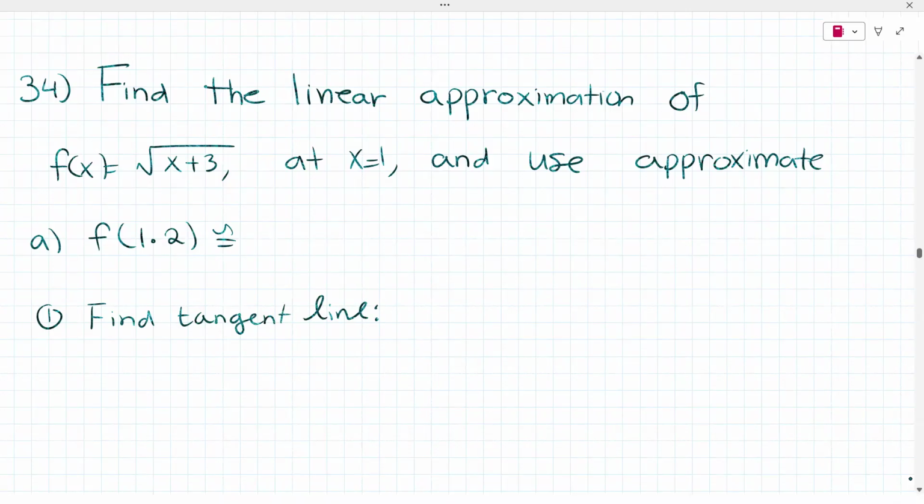Okay, so tangent line. You have a point. They're saying that we have an x value of 1. They don't give us the y coordinate. So that's the first thing we must do. Find the y coordinate. So go ahead and plug in f of 1 into this function. That's 1 plus 3, square root of 4, just 2. So we have a point at (1, 2), right?